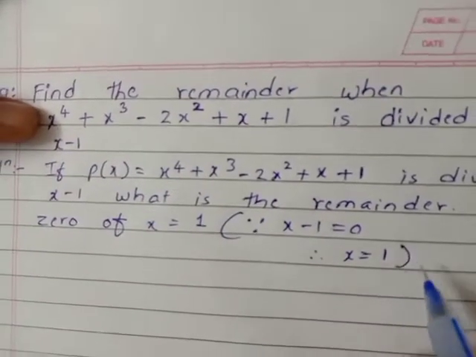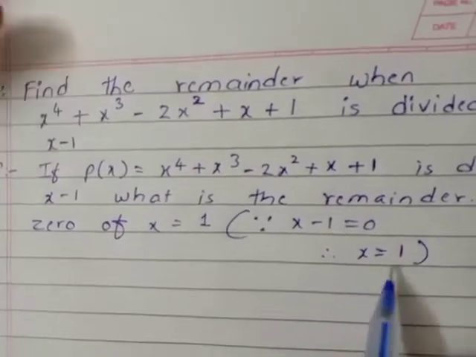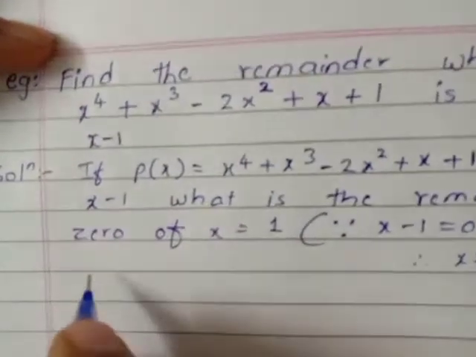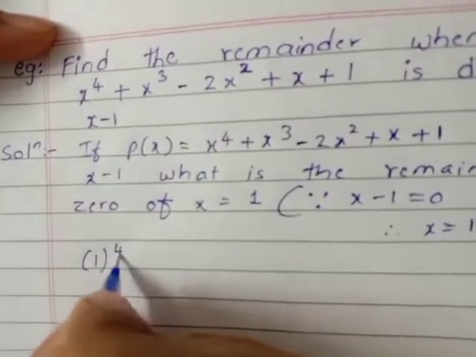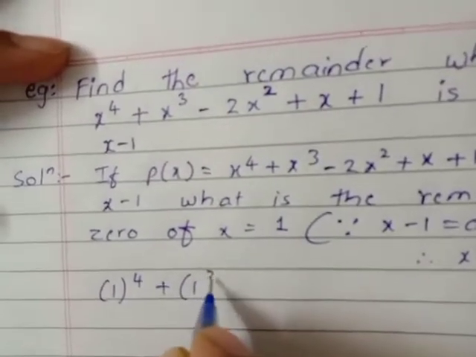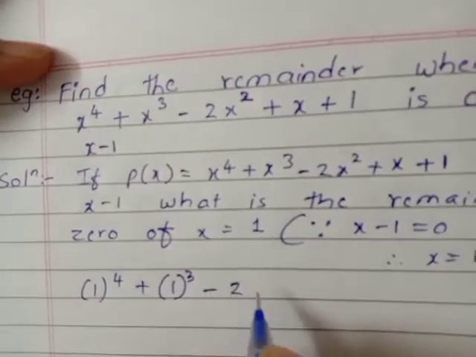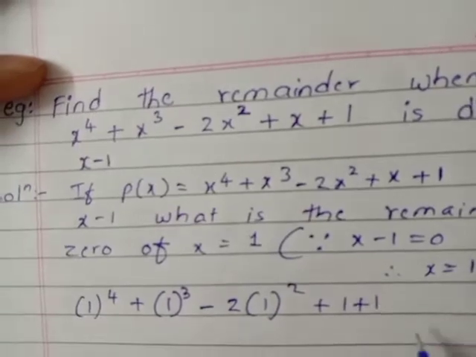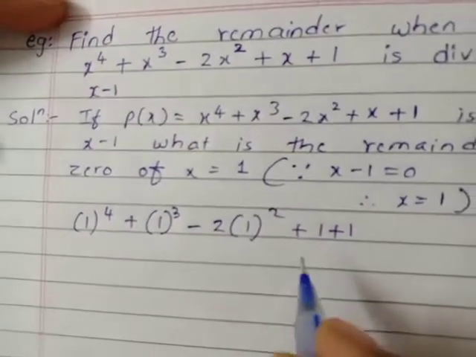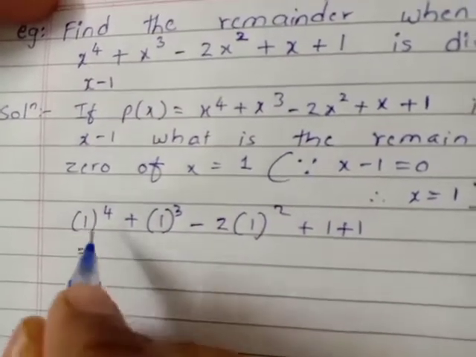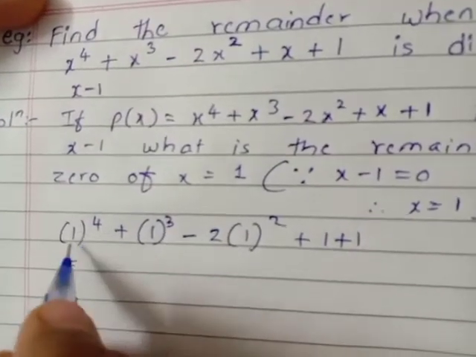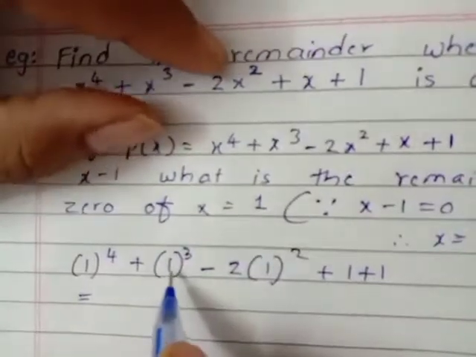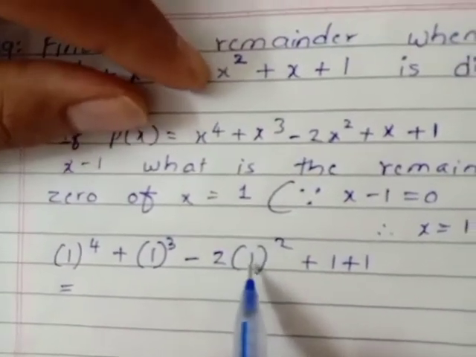Okay, now we will put x equal to 1 in this equation. 1 raised to 4 plus 1 raised to 3 minus 2 times 1 raised to 2 plus 1 plus 1. Now we will solve this. Any power of 1 is 1. Okay, 1 plus 1 is 2, and this is 1 square.